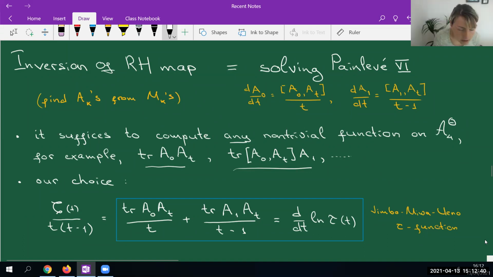Oleg, I didn't understand what that is. Just a moment. Oh, is that the tau? Yeah. Oh, okay. Sorry, I didn't recognize it as tau.